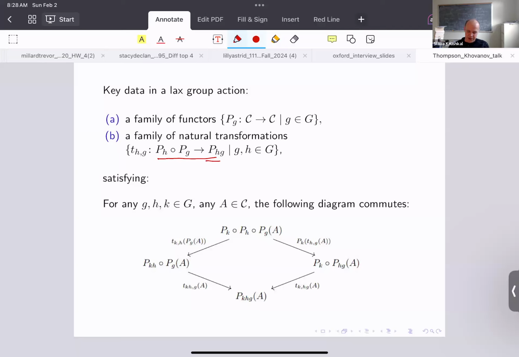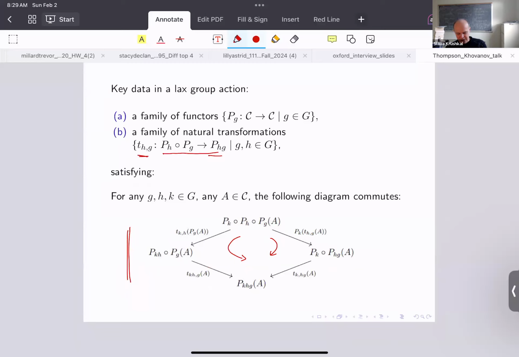And okay, then the axiom that should be satisfied is kind of the associativity. So if you have three group elements, then you can multiply them on the left or on the right, and then kind of group them, and this diagram should commute no matter how you group the multiplication. And the difference from the genuine group action is that these natural transformations, T sub HG, don't have to be natural isomorphisms. And we'll see in a minute why this is true in our context.